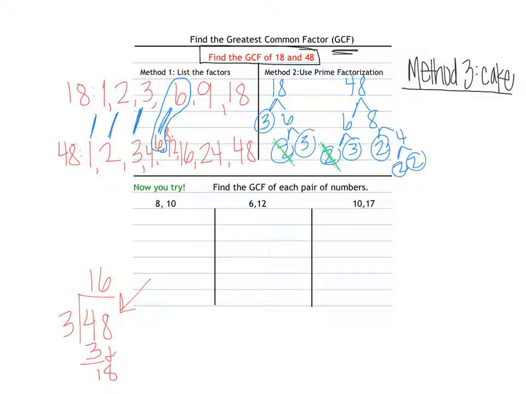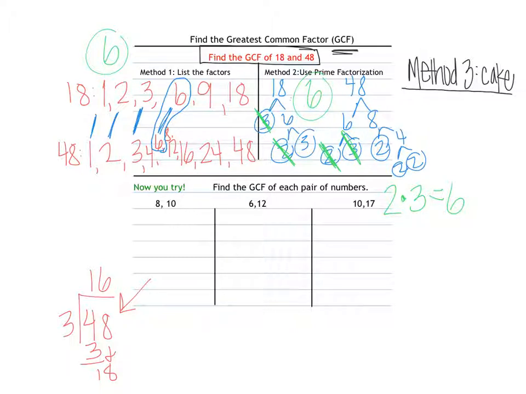So I'm just going to cross off and pull out a 2. I'm just going to write that right over here. And then I can see they both have a 3. So I'm going to pull out a 3. And then 18 has a 3, but 48 only has 2 2's left. So then it's going to be 2 times 3 because they each have a 2, they each have a 3, multiply it, and I get 6. So we have 6 here, 6 here.